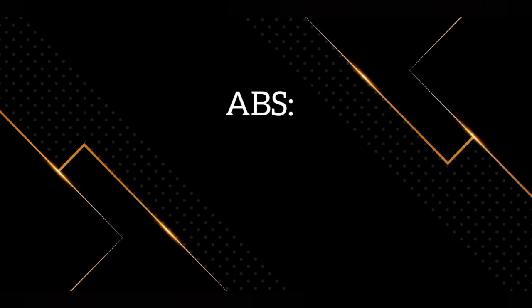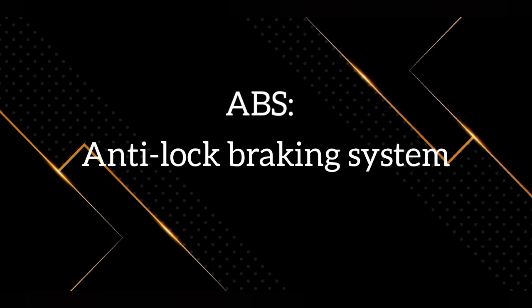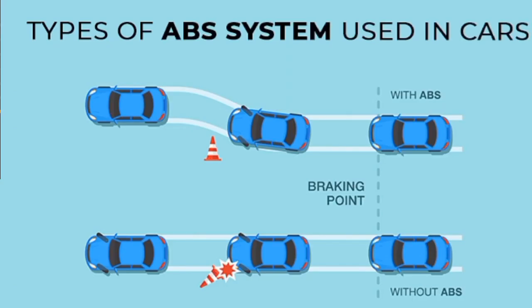And now, starting off alphabetically with number 1, we have the ABS, which stands for anti-lock braking system, which is a system that prevents the wheels from completely locking when the brakes are applied, to help the car stay away from collisions or skid away from collisions.